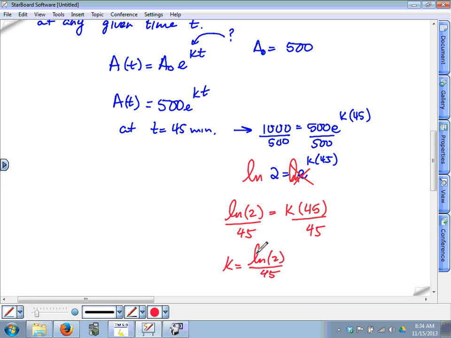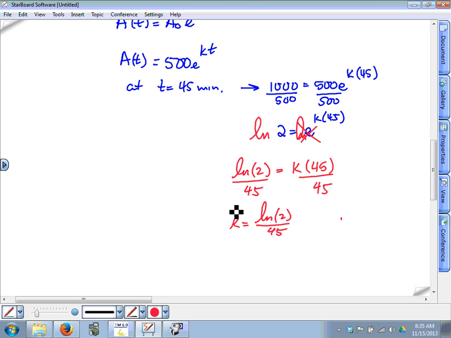Now normally you would turn this into a decimal. Does anybody happen to have a calculator out real quick? I know they're not allowed, but I'm just curious what this is. Natural log of 2 over 45. 0.015. So what percentage of growth is that? It's about 1.5. Okay. So instead of estimating it, you just leave it like this, natural log of 2 over 45. Now, you don't stop here.